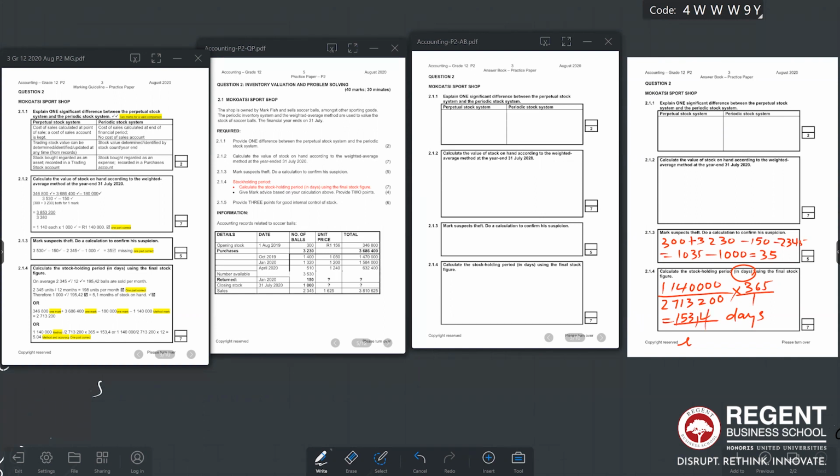153.4 days. Now you mustn't round up, you must leave it like that. You must say 153.4 days. Don't say you can't have 0.4 per day and so on. That's how you leave your answer, and make sure you put the word days next to it. 153.4 days.